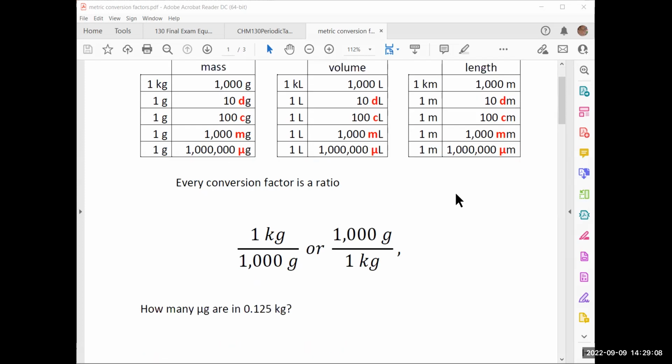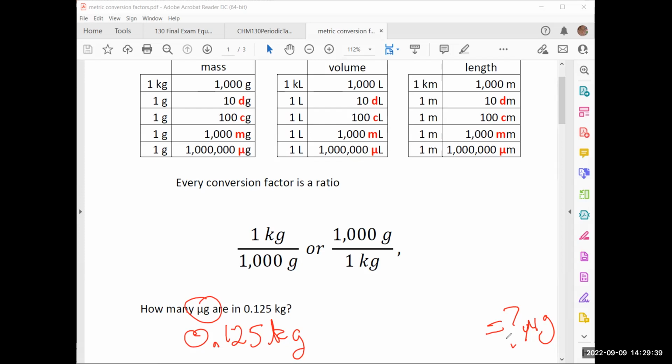For example, we have a problem here. It says, how many micrograms are in 0.0125 grams? Well, we start off by writing down what we're given. And I write down at the other end what units I'm looking for. I want units of micrograms. Obviously, I don't have the value, but I know what units I'm looking for.